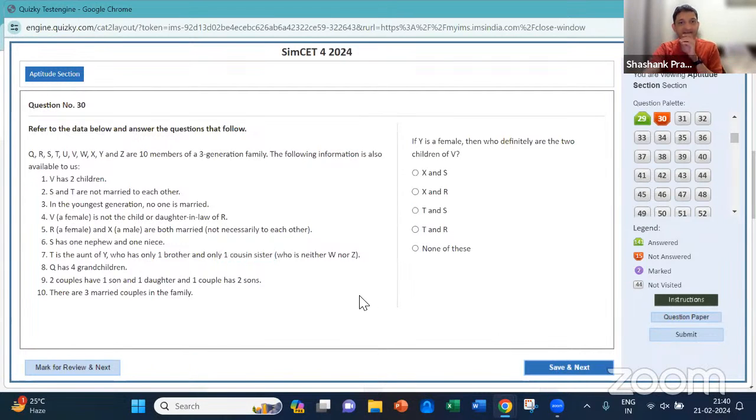Let's see. If Y is a female, then who are the two children of V? V कहाँ से आ गया? V has two children. ठीक है. Okay. So S and T is one couple. S and T, sorry.